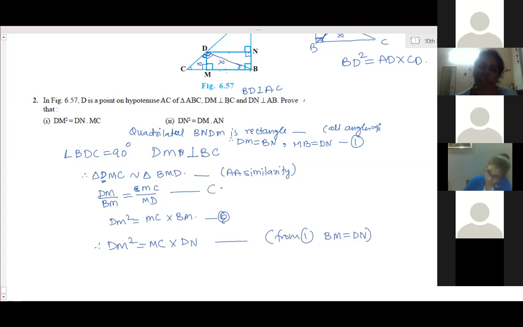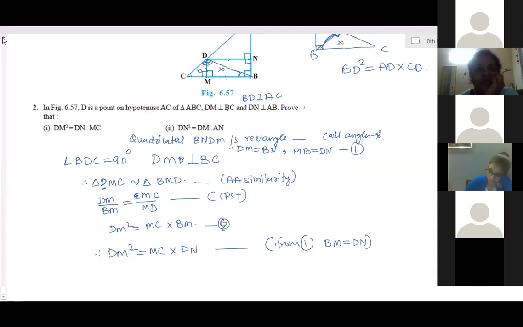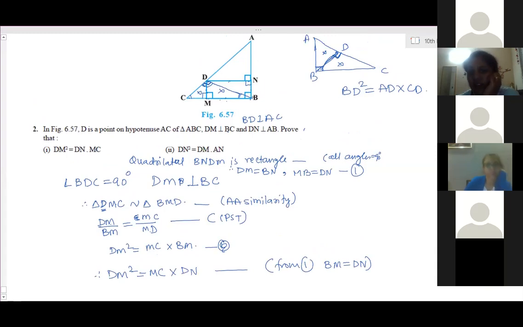Yes, ma'am. Similar for the second part. DN square is equal to DM into AN. So DN square is equal to what you will get? In this triangle now, triangles ADN and BDN, in these two triangles, DN square is equal to AN into BN. So BN and DM are equal. So replace BN with DM. Okay, so complete both of them.